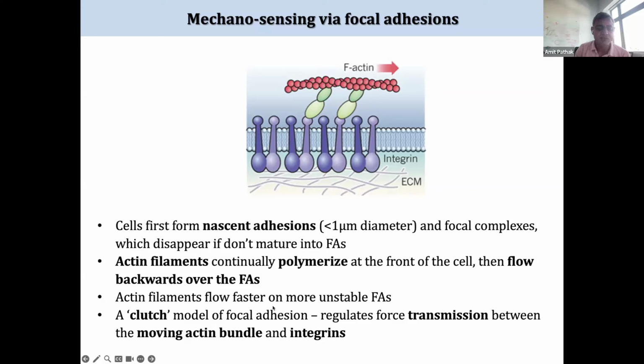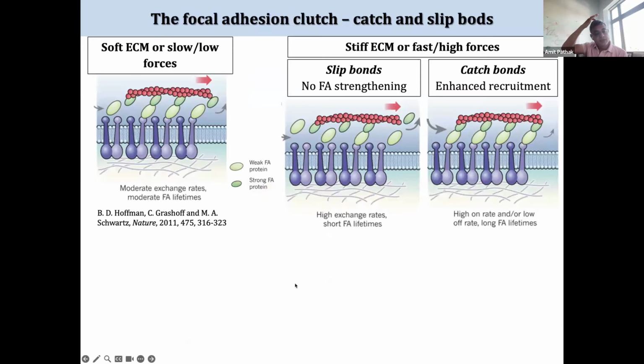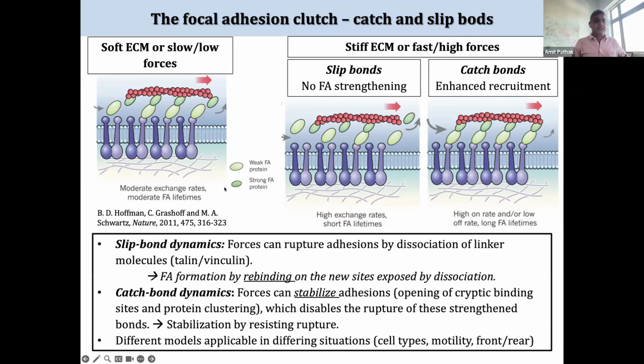This can be understood in terms of motor-clutch type models. The focal adhesion serves as a clutch, and the actin-myosin activity can be understood as a motor, because these are happening due to moving actin bundles and myosin heads. And there are lots of different ideas going further in this clutch idea. There's a typo here, it says catch and slip bonds. There are catch bonds and slip bonds. Let me put the text here as well.